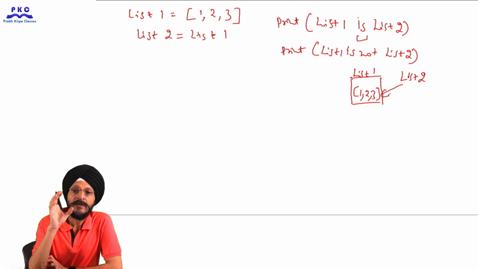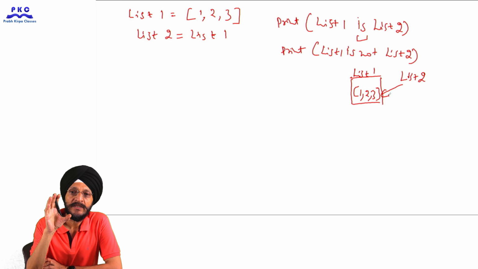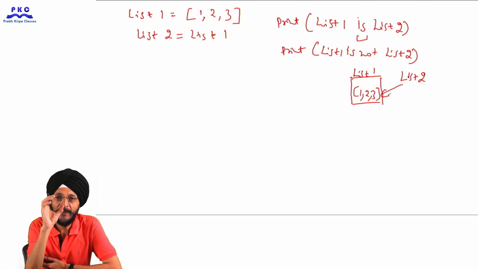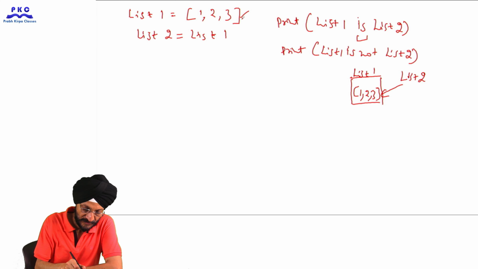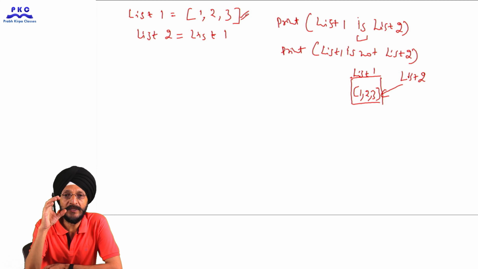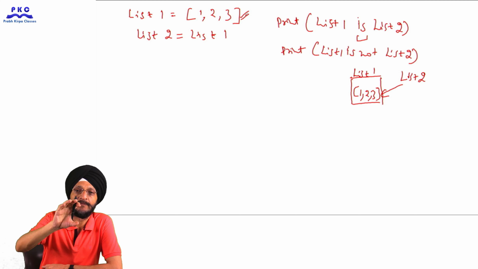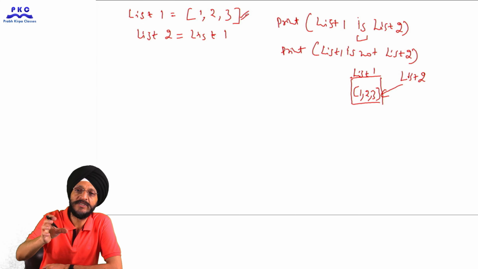So another list has not been created. That is, the memory location of both the objects, list 1, or in other words, we can say that the memory location of both the variables, list 1 and list 2, will be the same. Memory location will be the same.